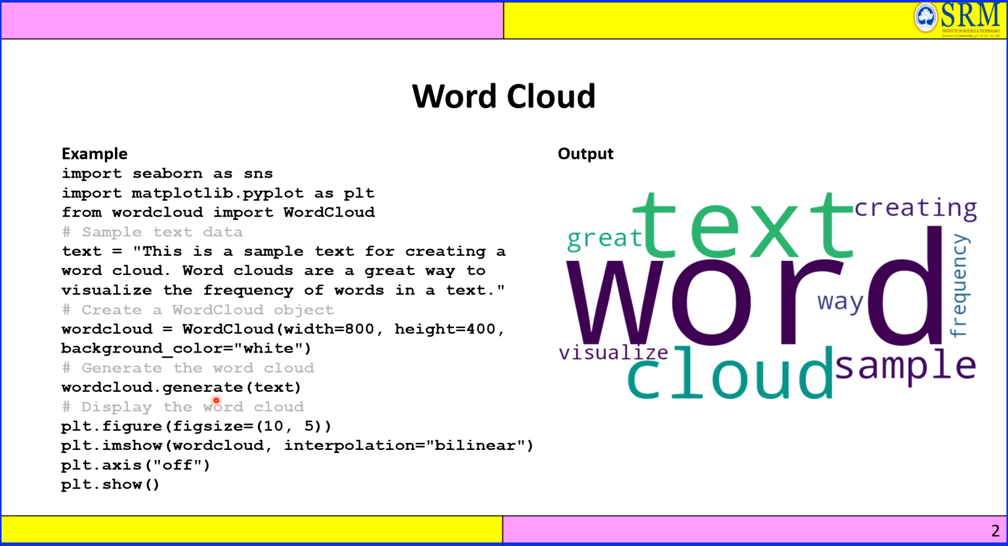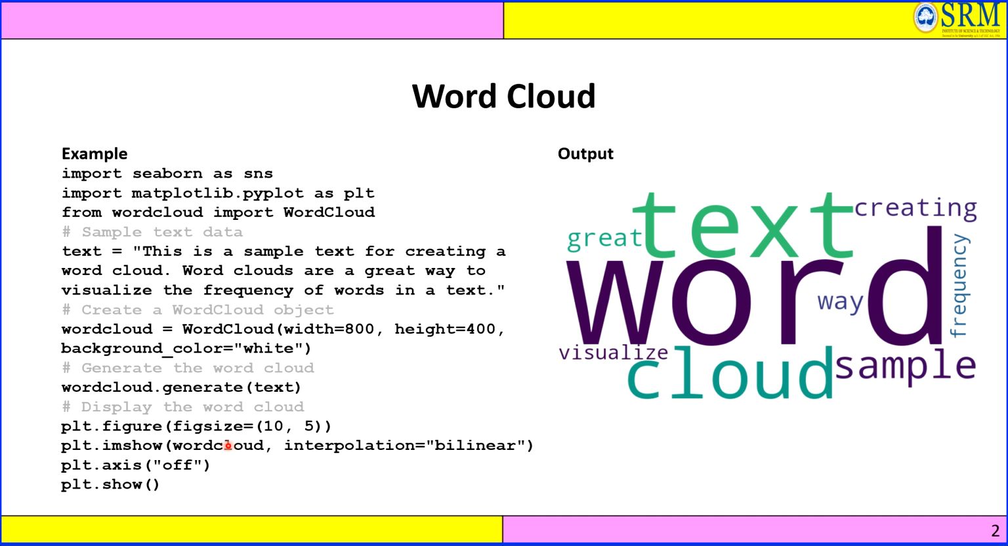Then wordcloud.generate(text). Whatever text is there will be generated into the word cloud format. I am passing the text as the argument here. Then this will come into the figure format. So plt.figure, where we give the figure size. Then plt.imshow, that is image show. Whatever image is there will be enabled into the figure.